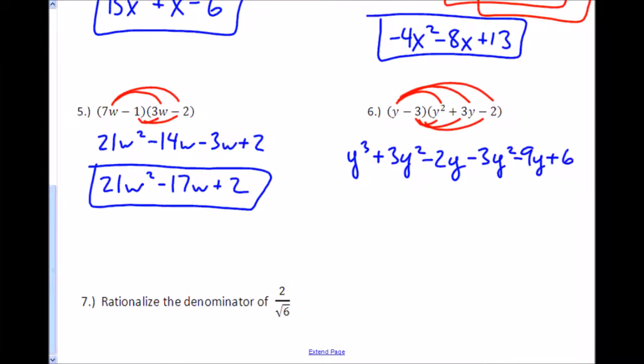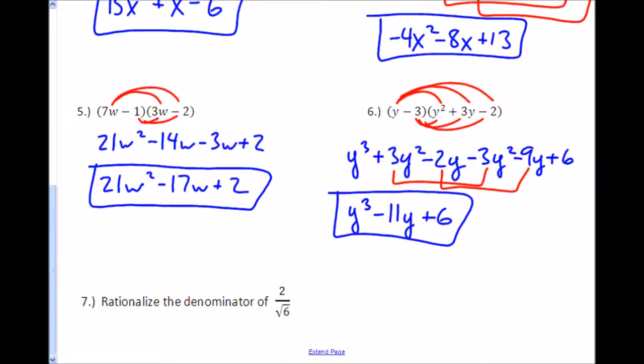And now again, I combine like terms. It's going to be a y cubed. The y squared terms cancel each other out, so that's 0. And then these terms give me a minus 11y. And then the plus 6 kind of tags along for the ride. And that's it. Okay?